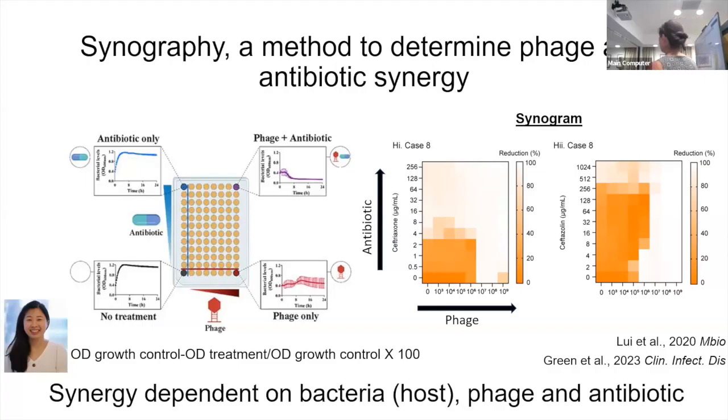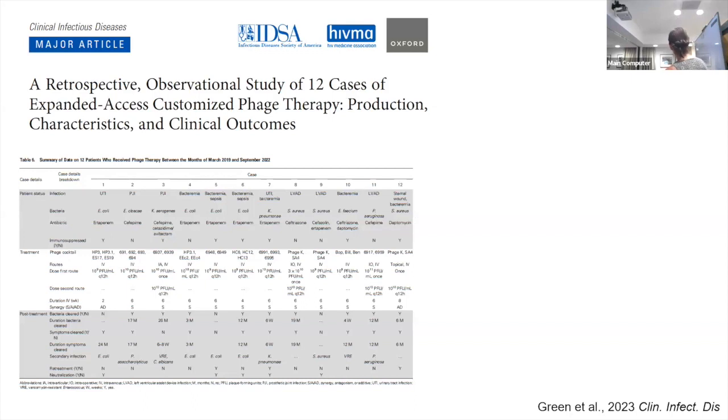And what she found, and what many others have found, is that she couldn't find a pattern. So it seemed to be dependent on the bacteria, the phage, and the antibiotic, which means that you have to test this every time before you treat a patient. And we did this at Baylor. We were able to help facilitate the treatment of 12 patient cases through the expanded access program, with approval, not technically approved by the FDA, but approval for expanded access for these patient cases.